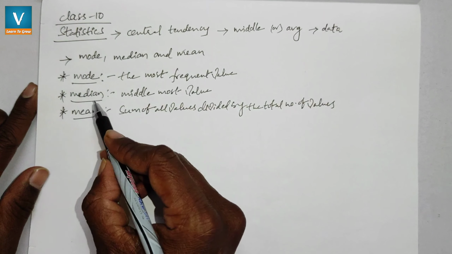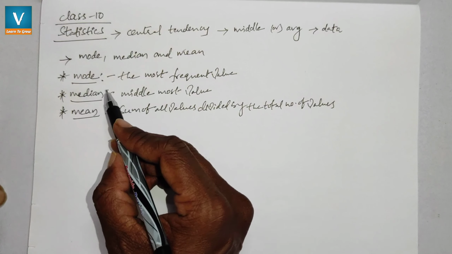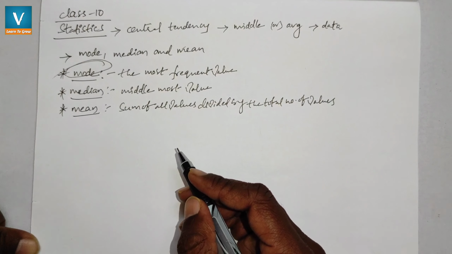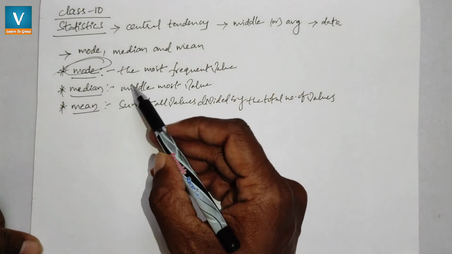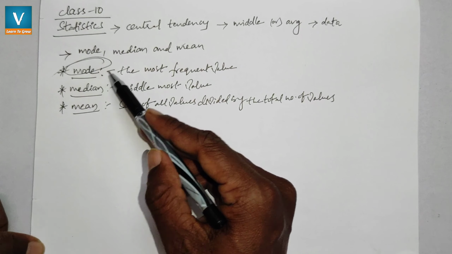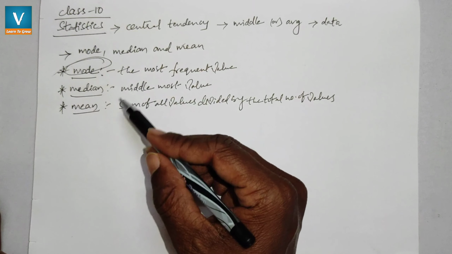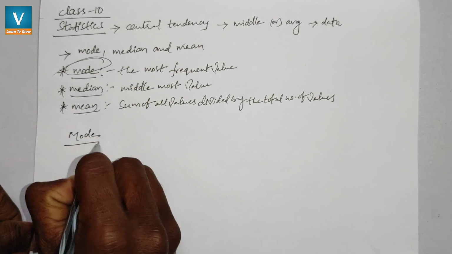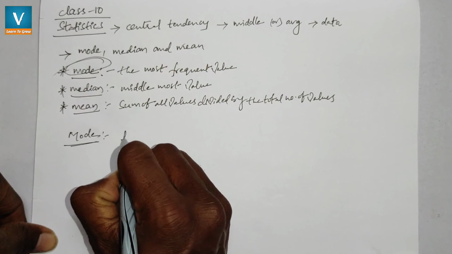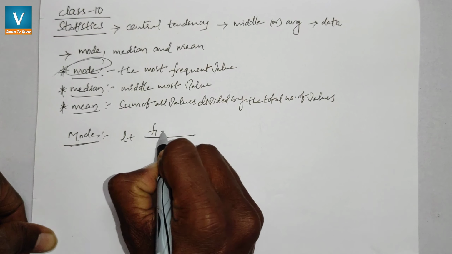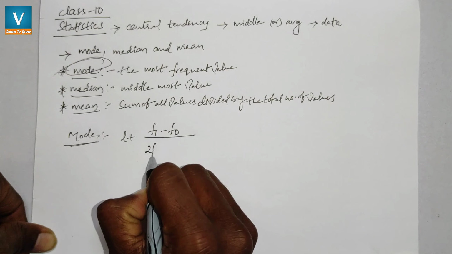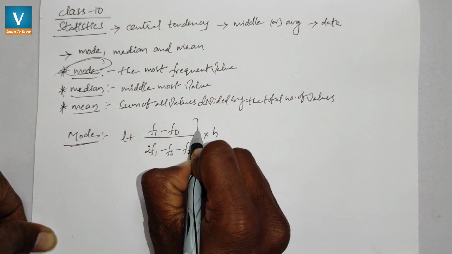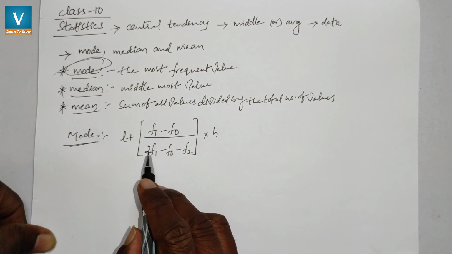Today we are going to discuss a very important topic, which is a 4 marks topic, the mode. How will you find the mode for grouped data? Before finding the mode of the given data, first we will see the formula, and I will define each and every term in the formula. The mode formula is L plus (F1 minus F0) divided by (2 F1 minus F0 minus F2), into H. It is a very important formula.